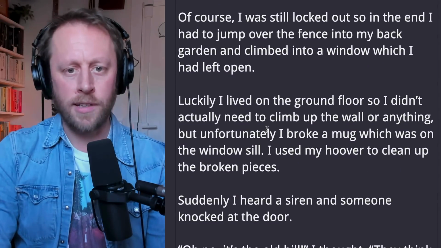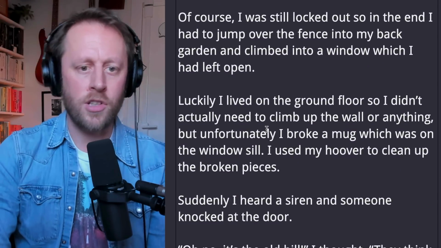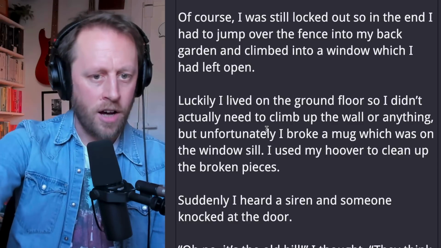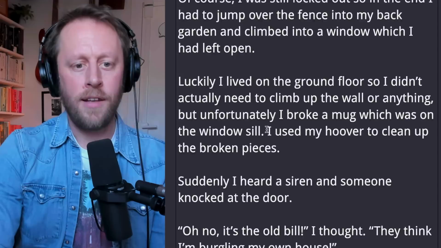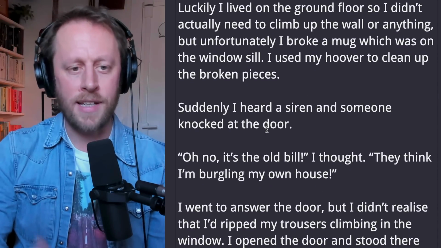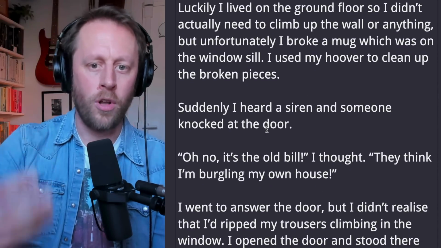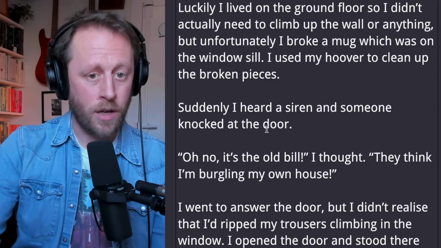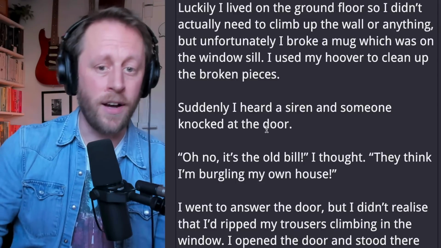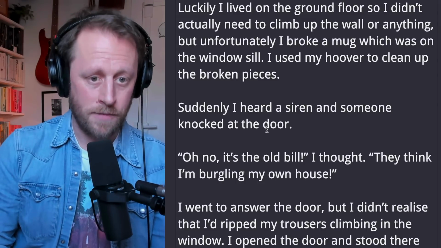Of course, I was still locked out, so in the end I had to jump over the fence into my back garden and climbed into a window which I had left open. Luckily, I lived on the ground floor, so I didn't actually need to climb up the wall or anything, but unfortunately I broke a mug which was on the windowsill. I used my hoover to clean up the broken pieces.